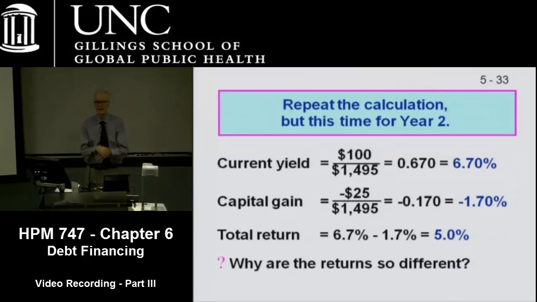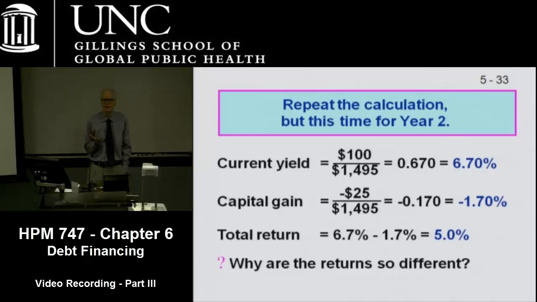This time, let's say we issued the bond at 10%, and interest rates dropped to 5%. Now it's a year later, and the market has settled. What do we find? Well, the current yield now is $100 over the new price, which is $1,495, and that's 6.7%. But the capital loss, because remember it's a premium bond and the value of the bond is going down over time, is going to be the $25. When we add those two together, you get 5%.